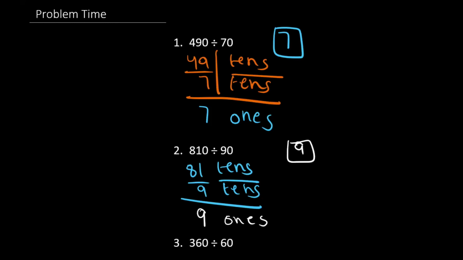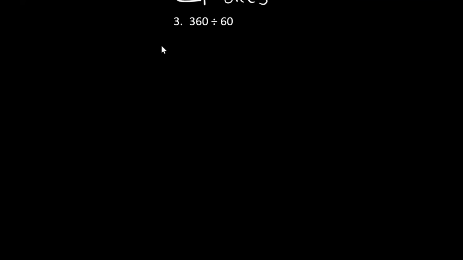Just so you guys know, all this process needs to be in your head, so try not to use a pen and paper. This process should go in your head. Now let's look at the third question. The third question says 360 divided by 60. So that also equals 36 tens, and 60 equals 6 tens.